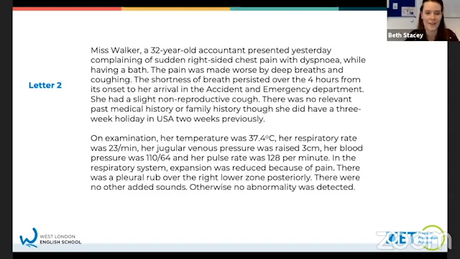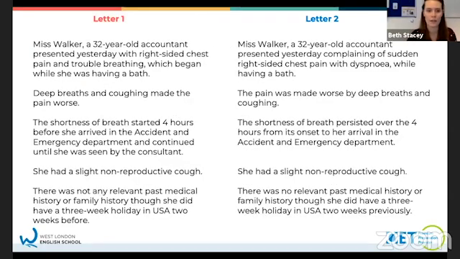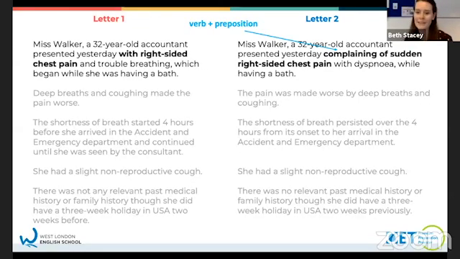Hopefully you will agree with me that letter 2 is better. It's more formal, it's more professional, and it's more concise. And what we're going to do is just have a look at this sentence by sentence to really analyze, why is letter 2 better? So here is the first paragraph of both letters side by side. And we'll start at the beginning.